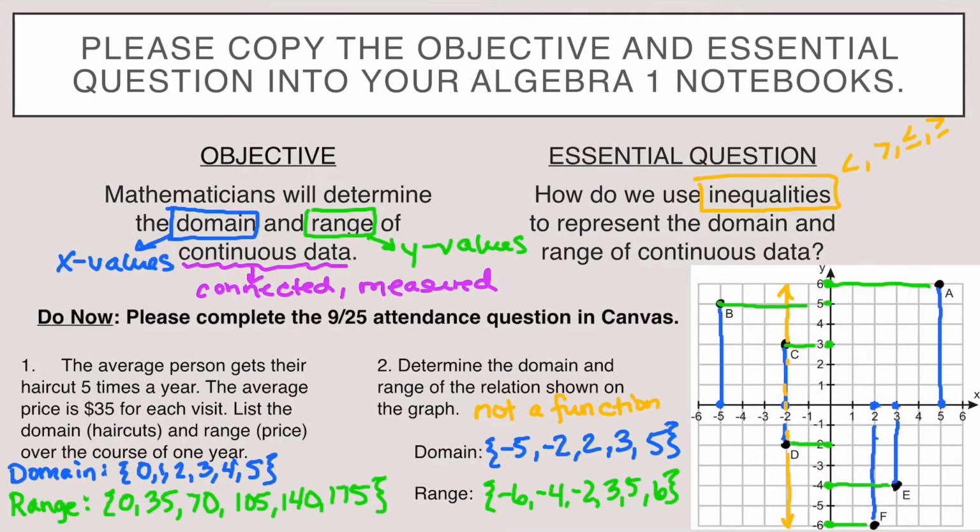Because I did that, are my range values written lowest to highest? Yes, they are. So anytime we have a graph, if you want to make sure you write it in least to greatest, all you have to do is start from the left and move to the right, and then start from the bottom and move up. Good.